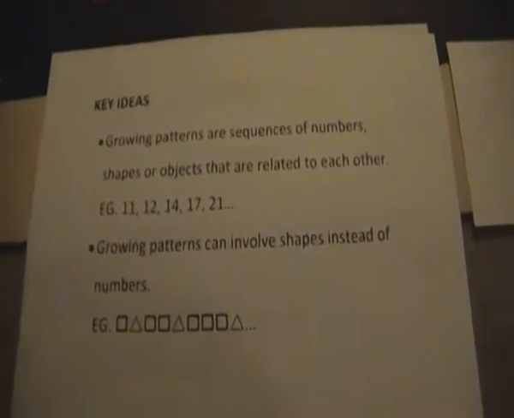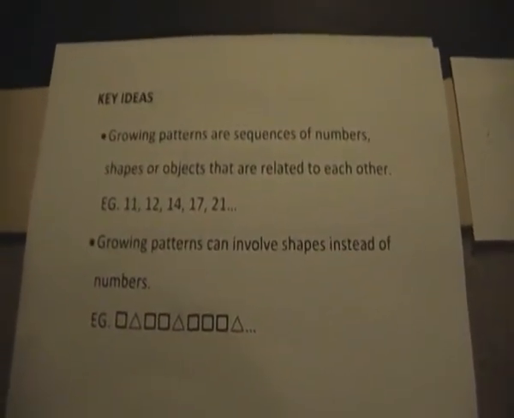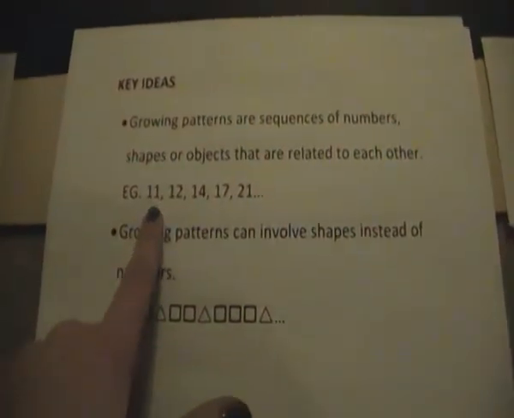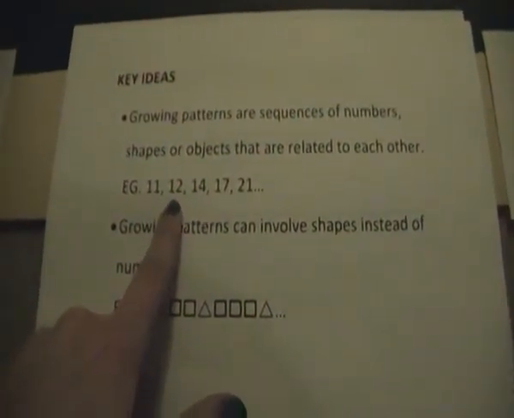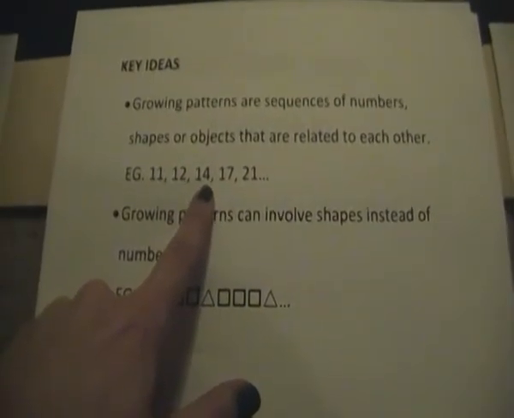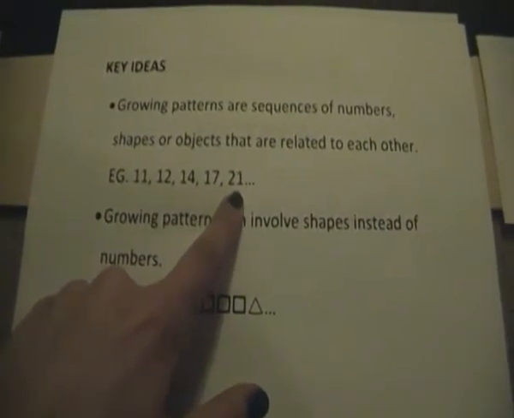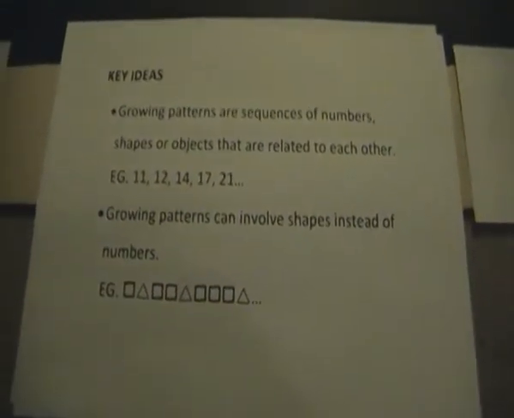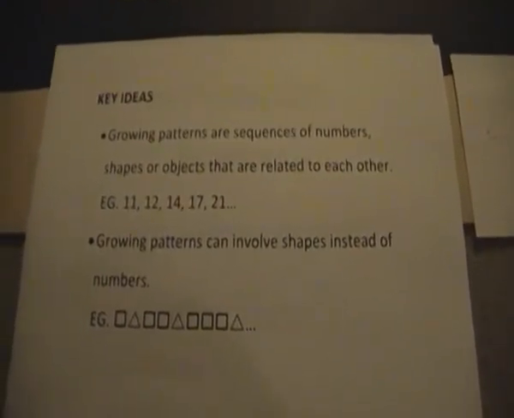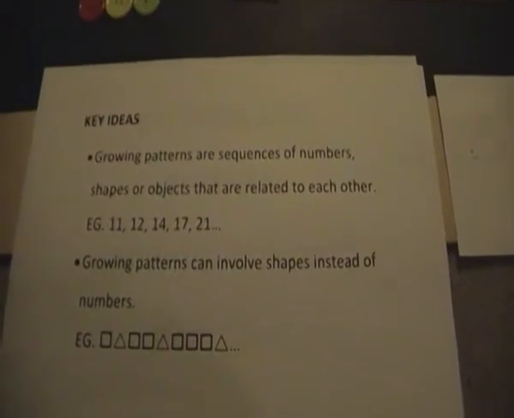For example, here we have 11, 12, 14, 17 and 21. Here we can see that 11 plus 1 equals 12, 12 plus 2 equals 14, 14 plus 3 equals 17, and 17 plus 4 equals 21. Here the pattern rule is to start at 11 and add 1. Each time the amount you add increases by 1.